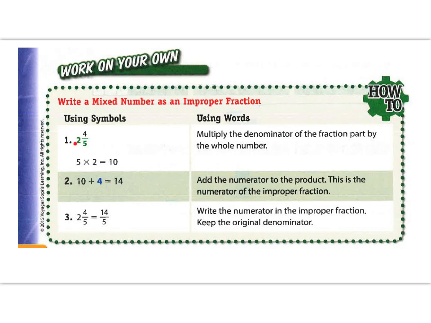So using symbols, 2 and 4/5, you start with doing 5 times 2. You multiply the denominator of the fraction part by the whole number. So you did 5, the denominator, times 2 equals 10. Then you add the numerator to the product. This is the numerator of the improper fraction. So 5 times 2 is 10. Then you add the 4 to get 14. That becomes the numerator. So write the numerator in the improper fraction and keep the original denominator. So 14/5.